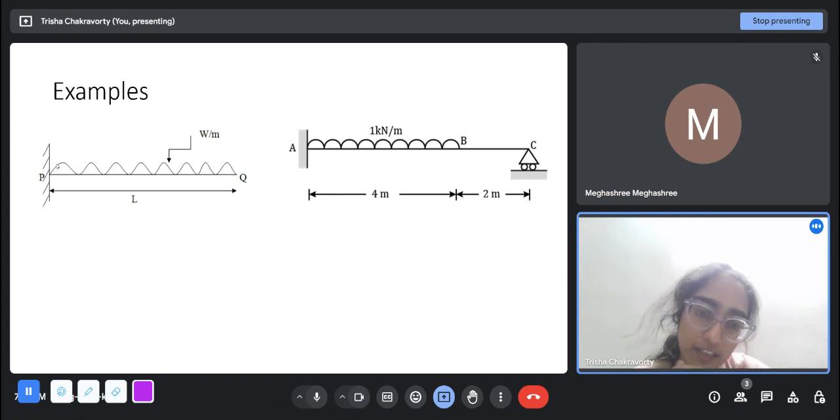This is a propped cantilever. This is a fixed support, and on this corner there is a roller support, so it gives an additional reaction in the vertical direction. So there are four unknown reactions and three equations available. So this is 1 degree indeterminate.